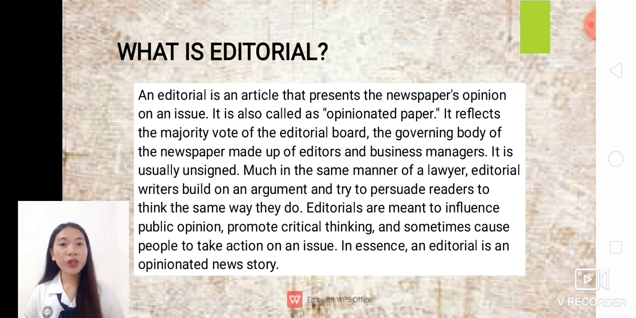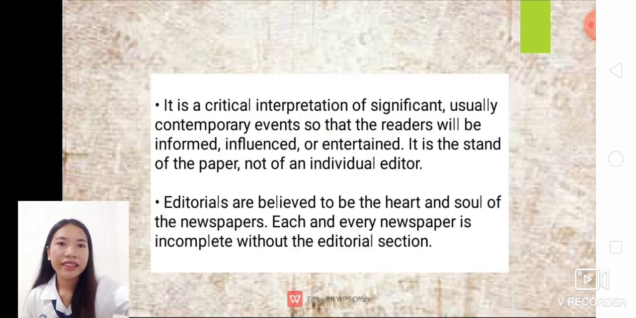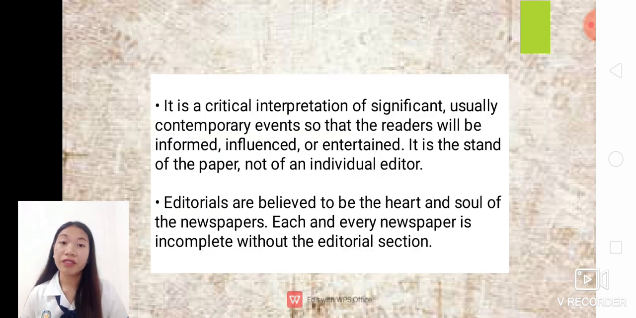In short, when we say editorial writing or an editorial paper, it's about an opinionated paper, right? Based on facts, that requires thorough research, that causes other people to think the same way you or the editor do, and entertains them or moves them to take action on an issue. Okay, so that's it. Now let's have another definition of it.